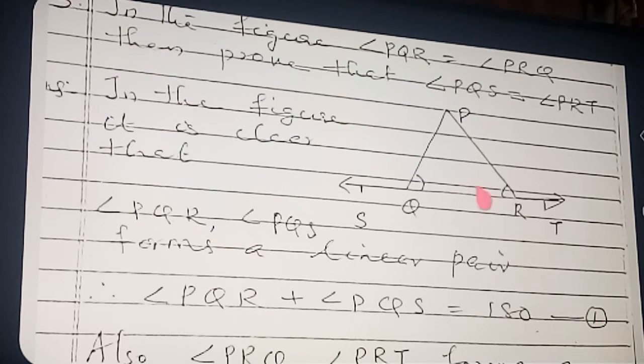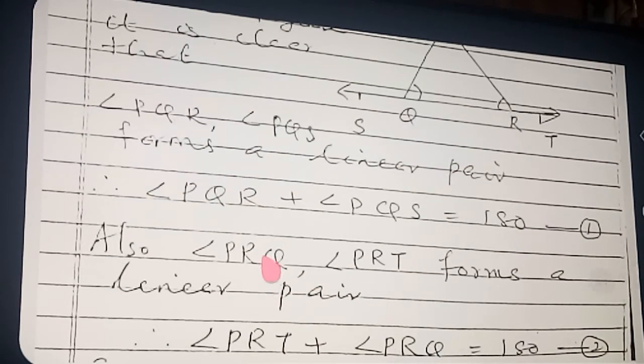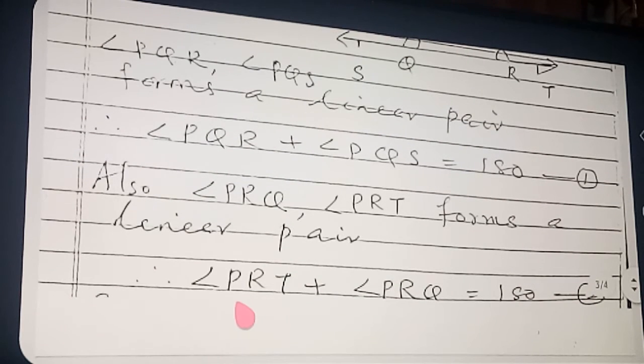Same case. Angle PRT, PRT means this angle, and angle PRQ form a linear pair. Both the angles are formed on a line. So what is their sum? Their sum also is 180. Angle PRQ and angle PRT form a linear pair. So what is their sum I have written? Angle PRT plus angle PRQ, how much is given? 180. Are these two steps clear for you?